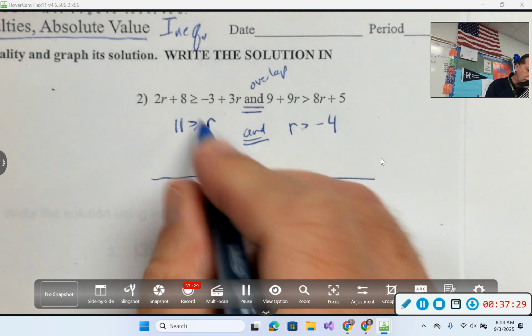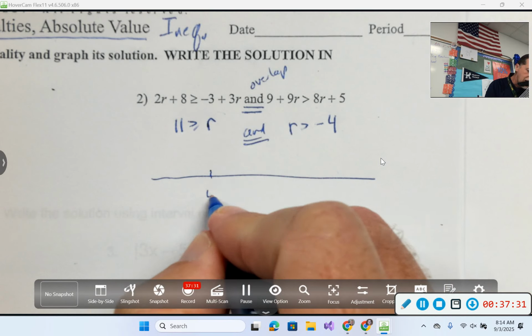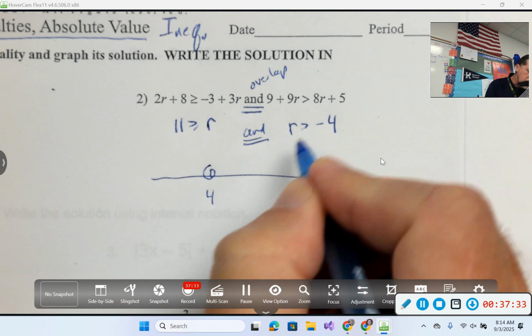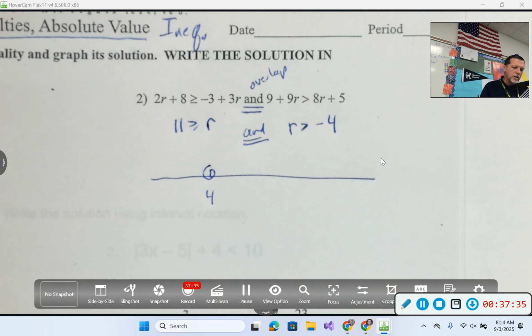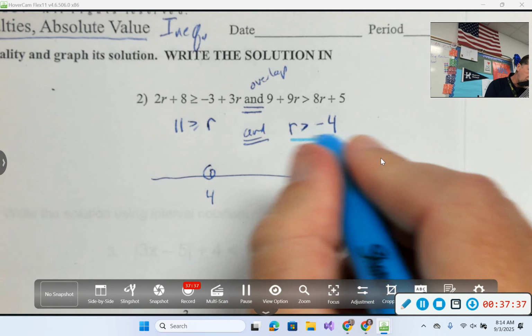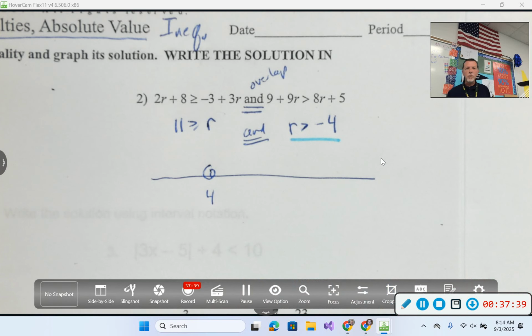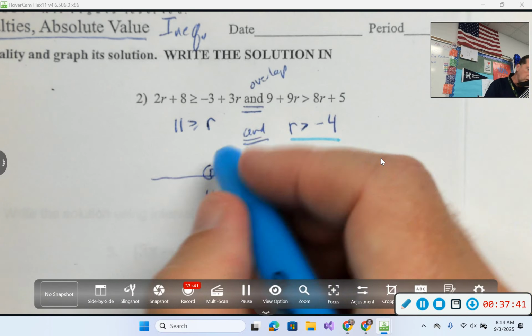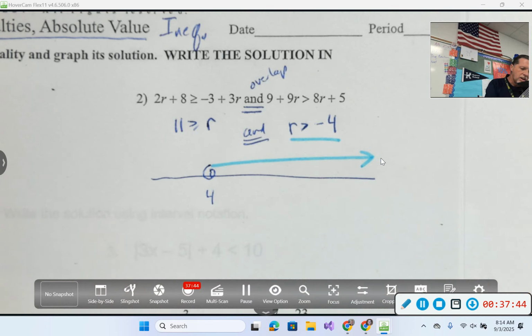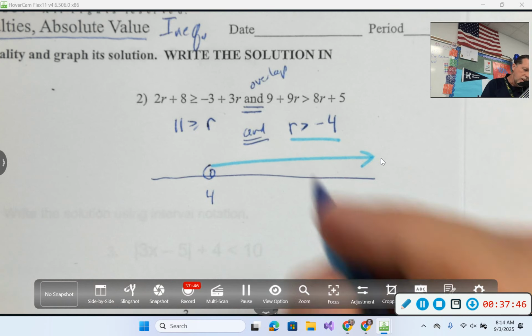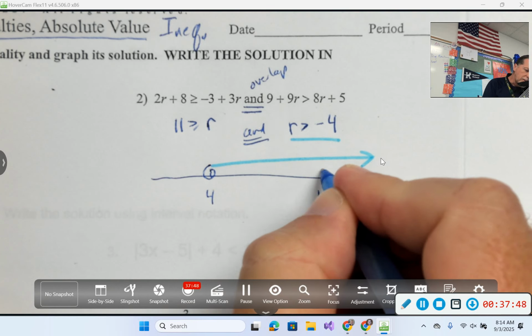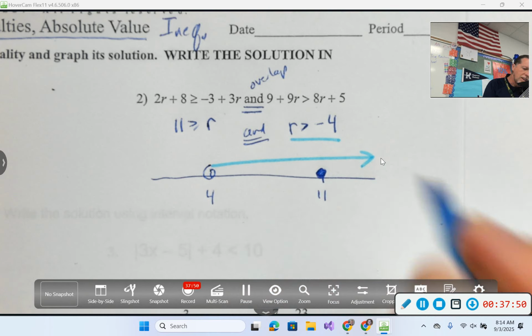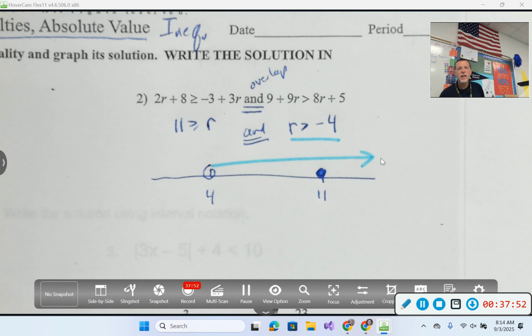I'm glad you asked this, and I'm glad we worked it this way. So r is greater than negative 4. That's all the numbers to the right of negative 4, the numbers that are bigger than negative 4. And then here's 11 with a closed circle. What did I forget to add? Oh, yeah. Thank you.